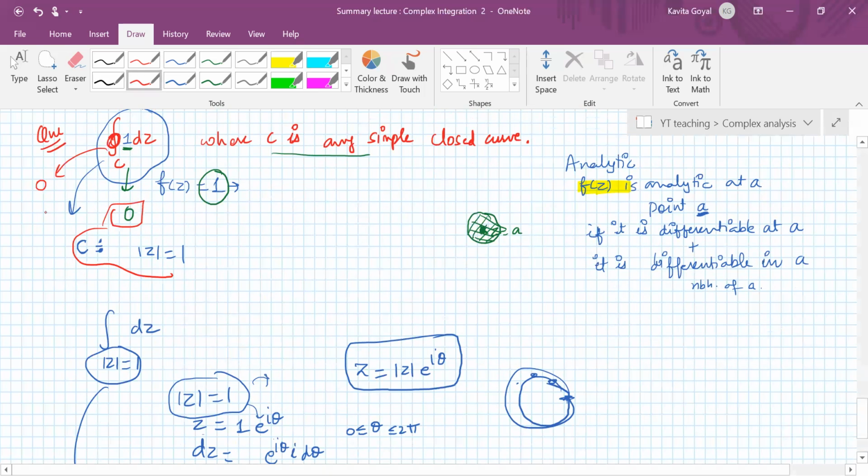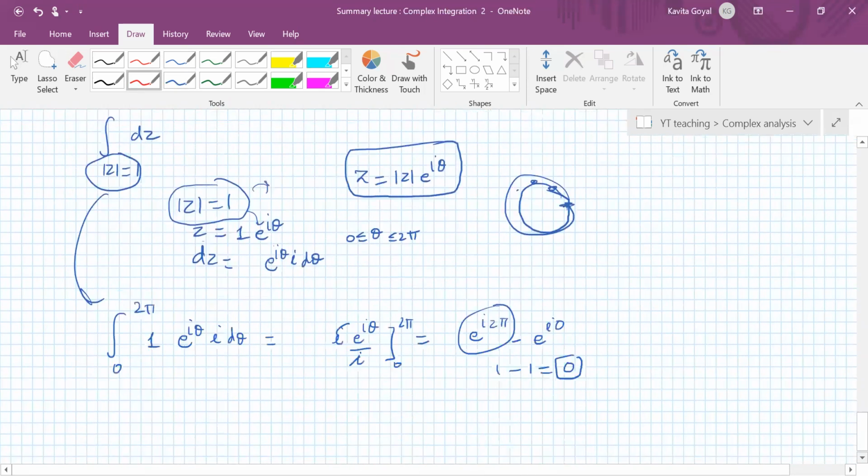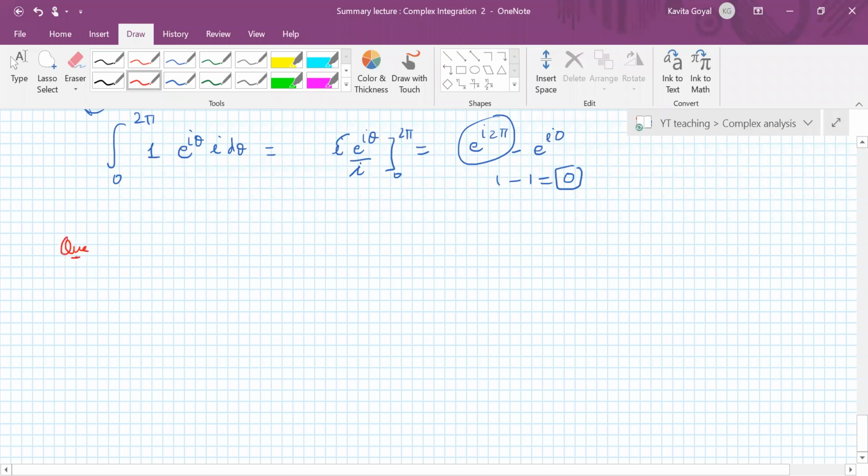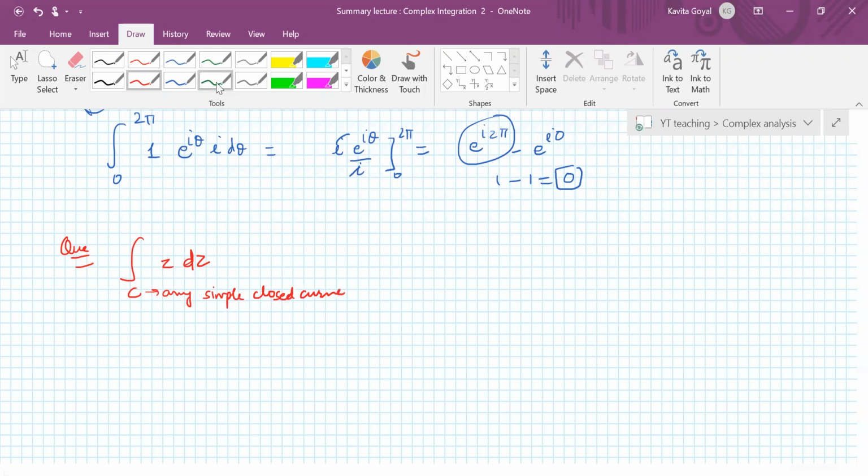Clear? Okay, so let us do one or two more problems based on Cauchy's theorem. So you have the integral over C of z dz, where C is any closed curve, simple closed curve. What should be the integral? 0 again, because f of z is an analytic function everywhere. The moment you see an analytic function and your curve is closed, you can simply write the integral equal to 0. Clear?